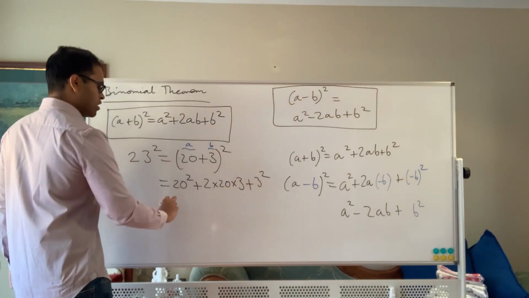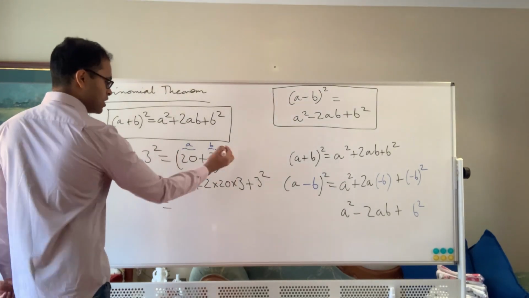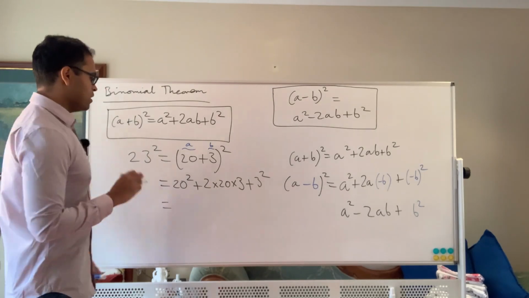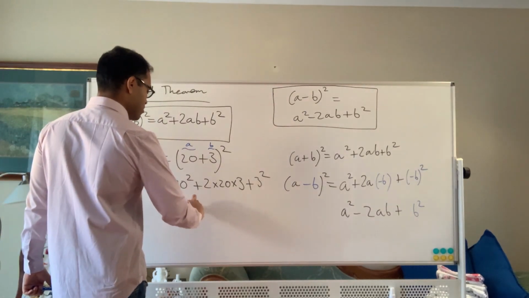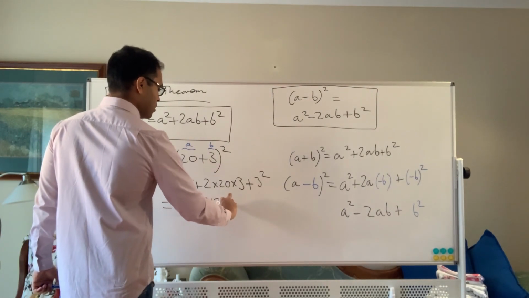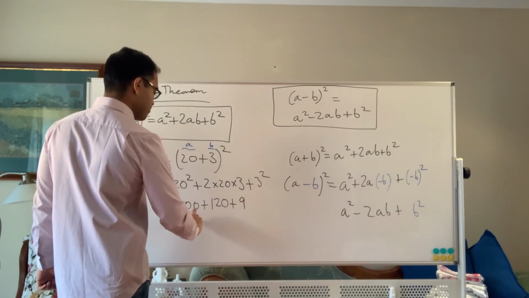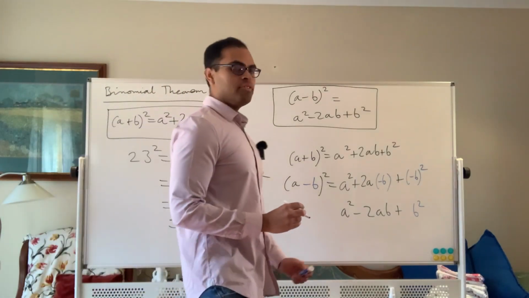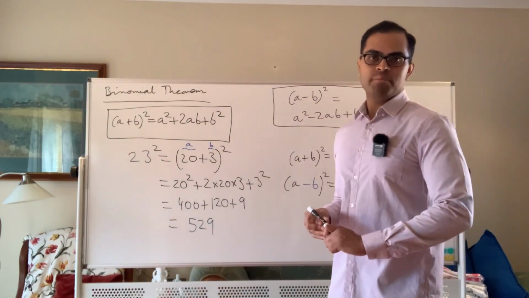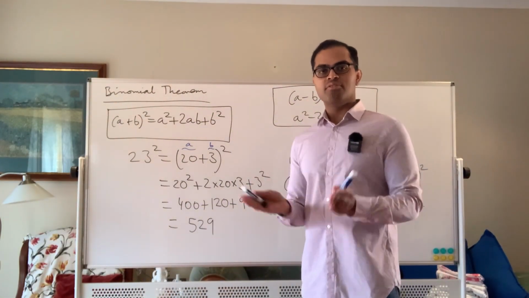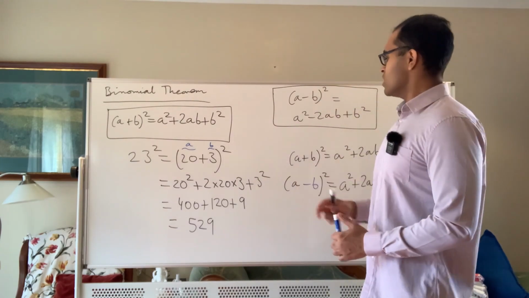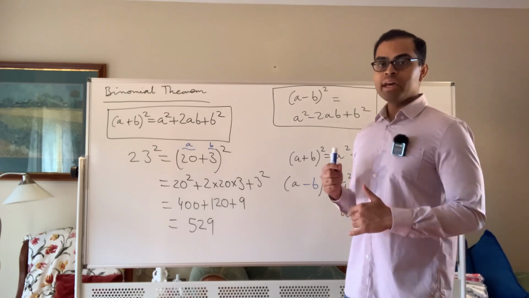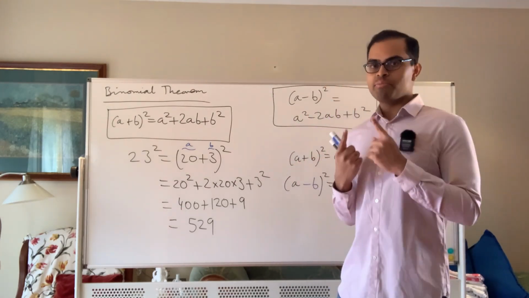So we know that 3 squared is 9. 2 times 20 times 3 is going to be 40 times 3, which is 120. So we're going to get 400 plus 120 plus 9. And that's just going to be 529. You can add them up. Adding up 400 and something generally can be done because 400 is a nice, perfect multiple of 100. So you're just going to get 529 there. And that's a quick application. So that's 23 squared. The point is you can do this in your head if you practice it.